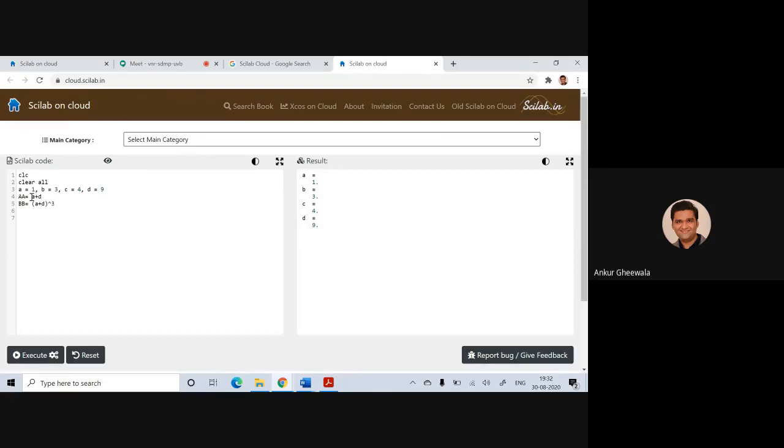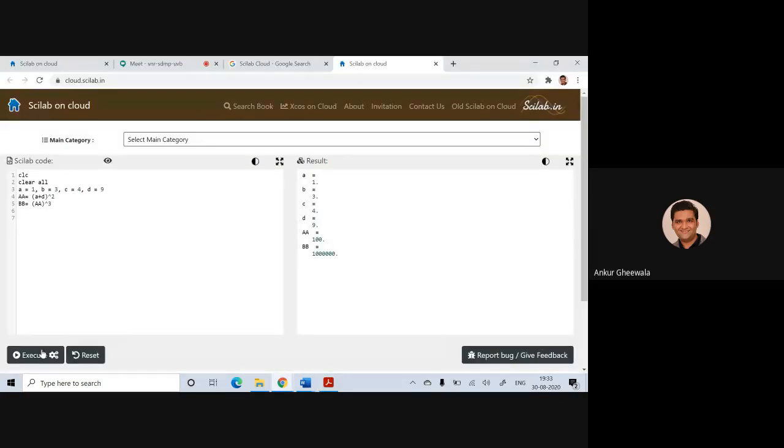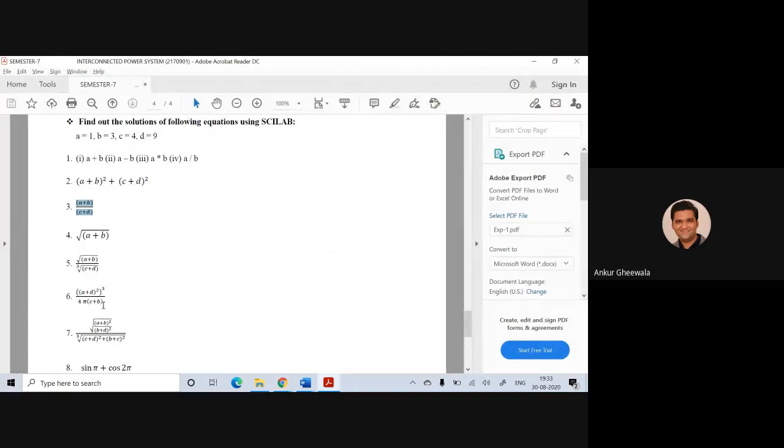Sorry, I can also directly write down here a plus b raised to 2. And I will use here directly double a. So just check this answer. Okay, fine. Now a plus d, same as it is. At the denominator 4 into pi. Now pi, I will take the value of pi as 3.142 or 22 by 7. You can take any value.